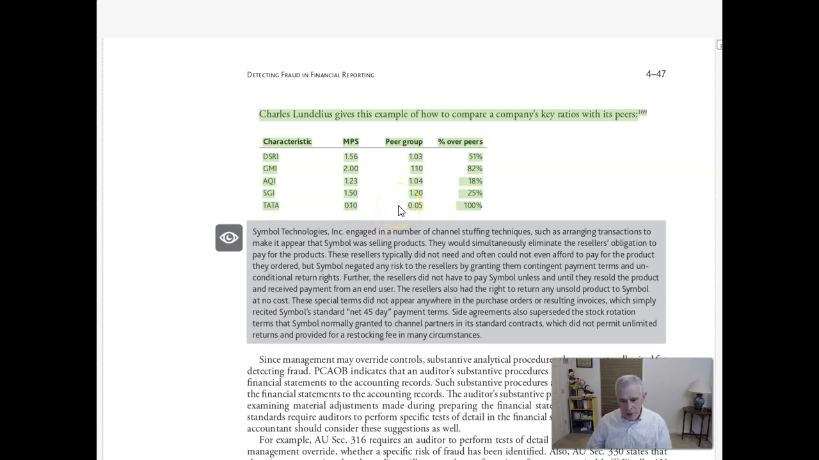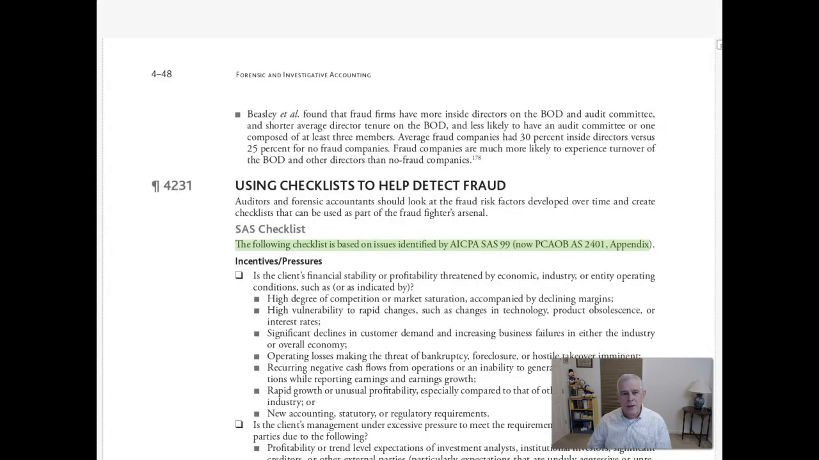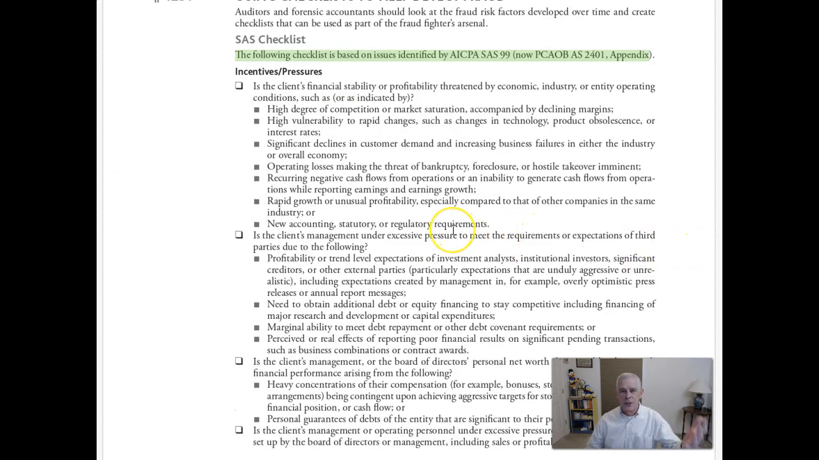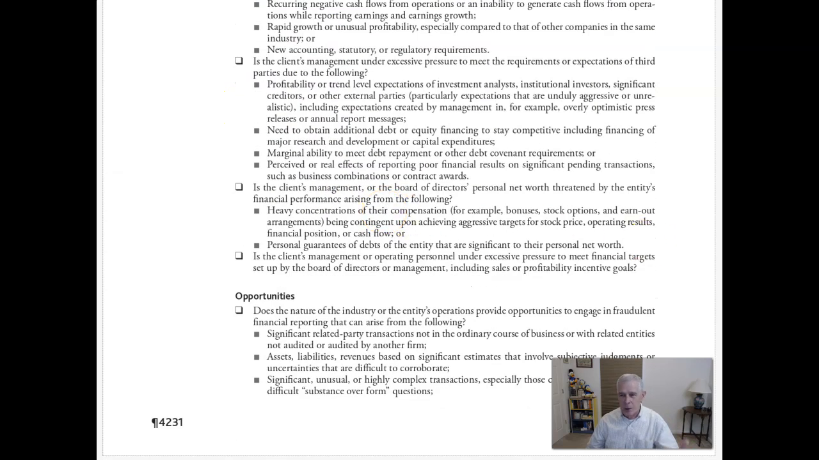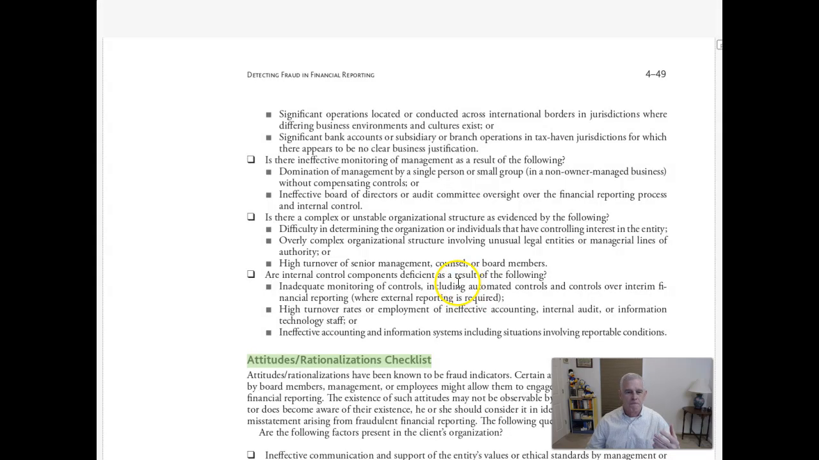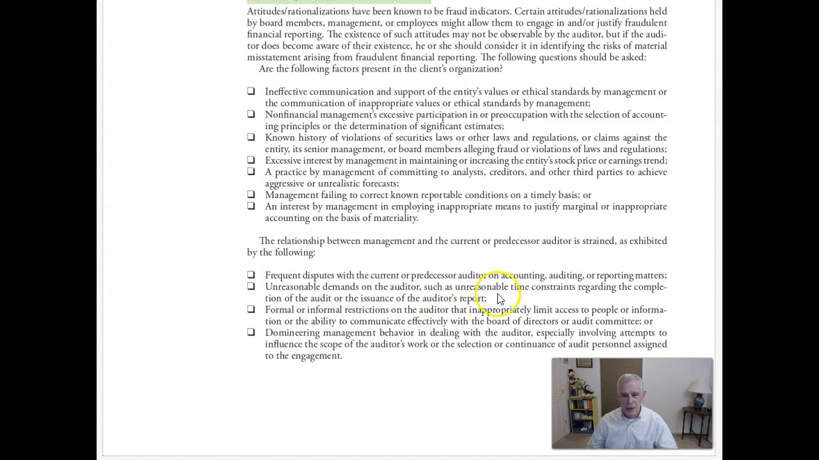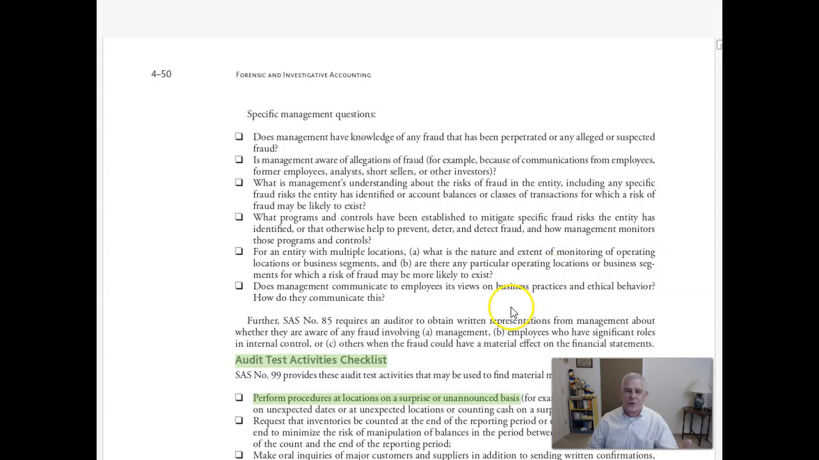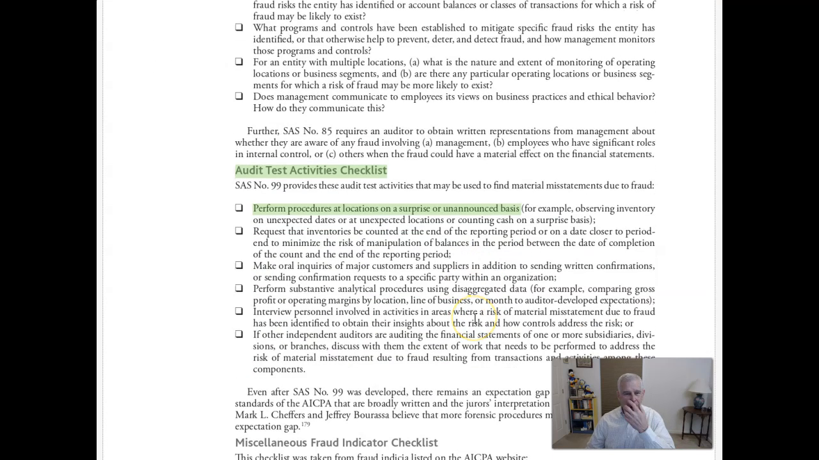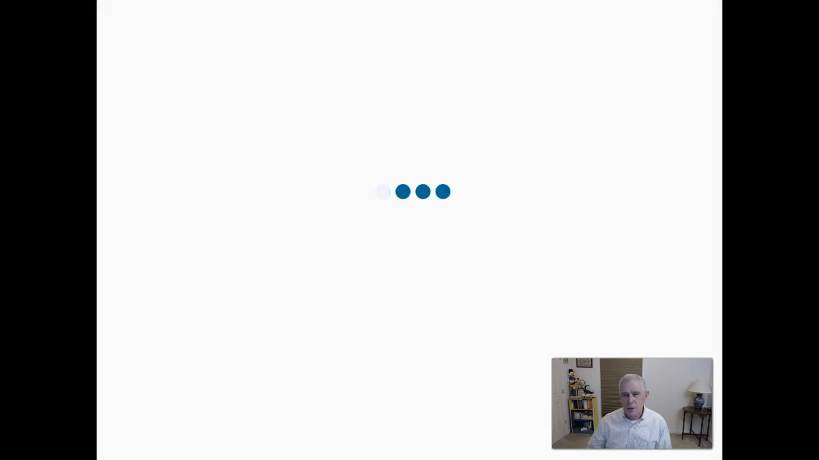So that's page 47. Let me look. A checklist. I want you to just look through these checklists yourself. SAS 99 has a checklist on how to try to identify incentives and pressures, opportunities, attitude and rationalization. So a good financial statement audit checklist. More checklists here. And so that's about it in this chapter. Let's look at one more thing.